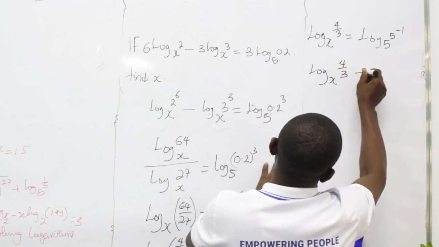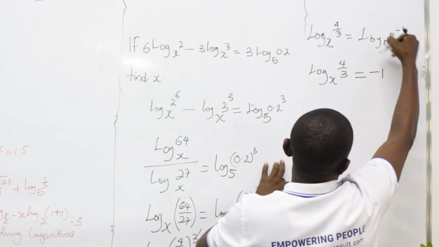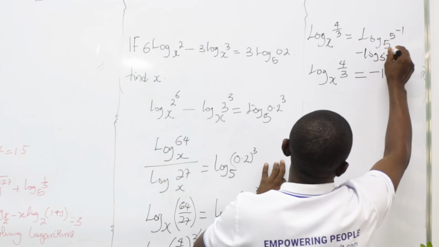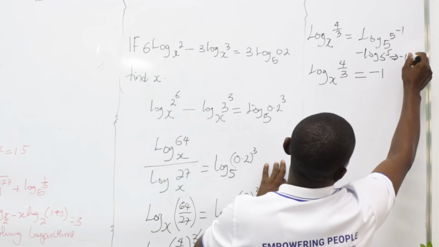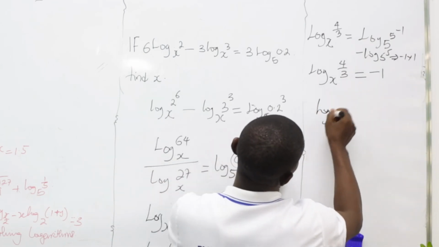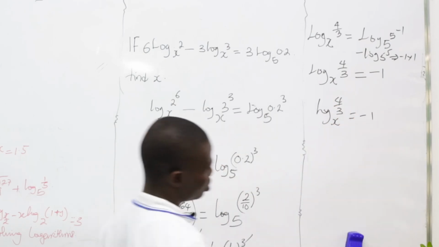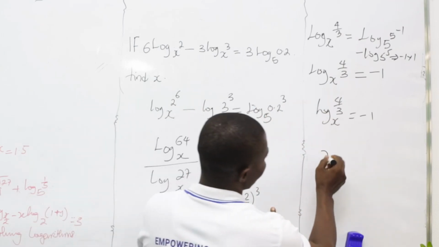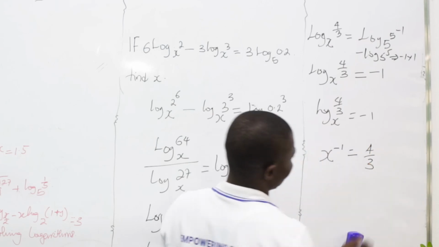4 over 3 equals what? Minus 1. According to the power law, this will come over. So this itself implies what? Minus 1 times 1, which is minus 1. So log 4 over 3 base x equals minus 1. What next? Recall what we have been doing since. That is x raised to the power minus 1 equals 4 over 3.